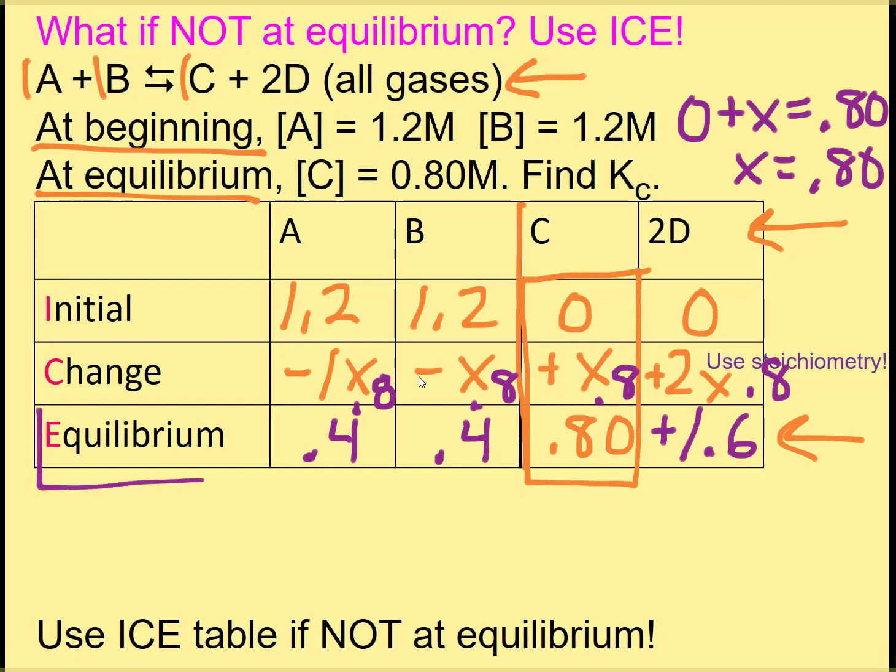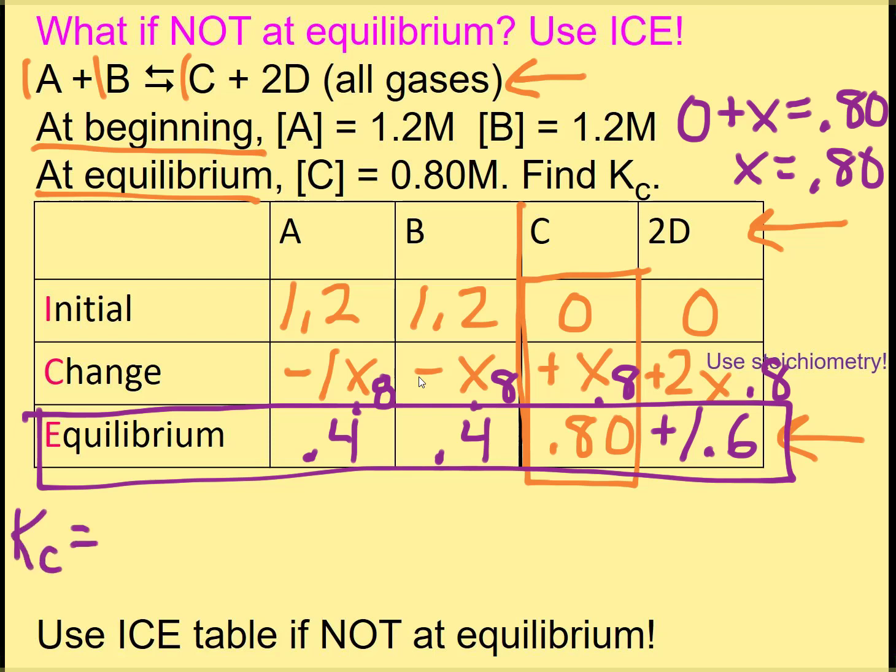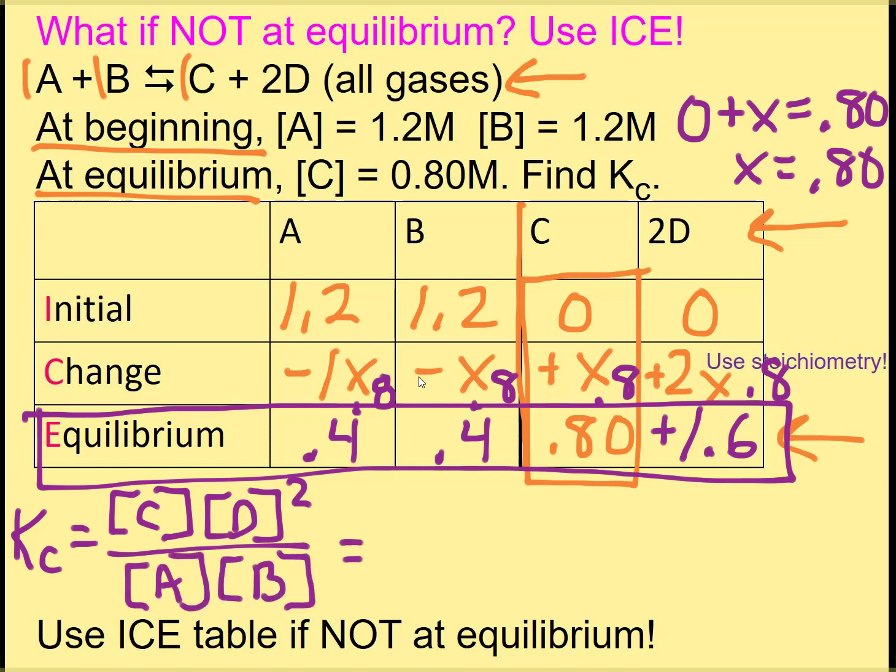It's the equilibrium values that go into the equation. I haven't written the equation yet. We could have done that first thing. Let's go ahead and write it. So Kc equals my products over my reactants. And again, you can only put equilibrium values into your equation. So you're not going to put your initial values, only your equilibrium values.